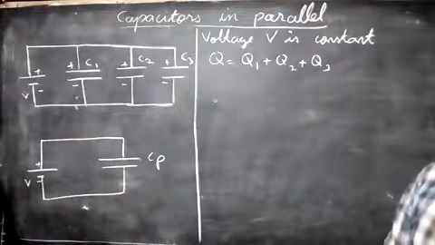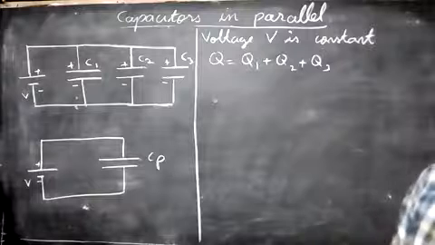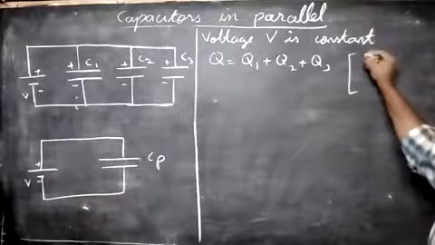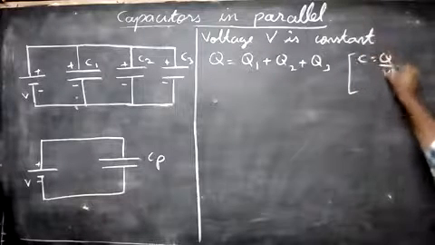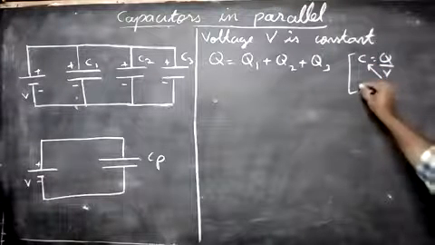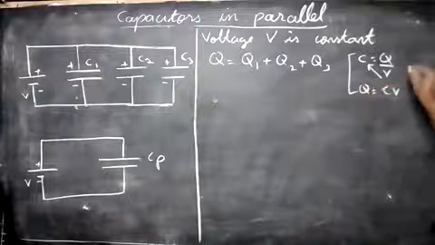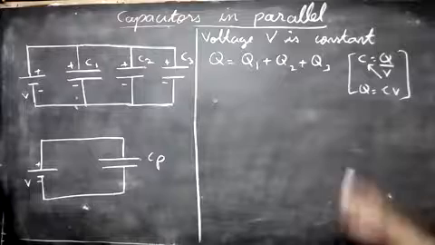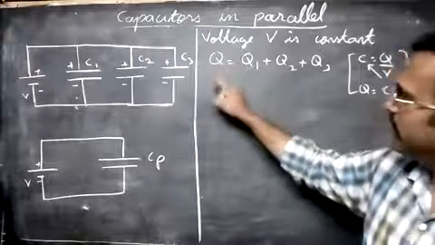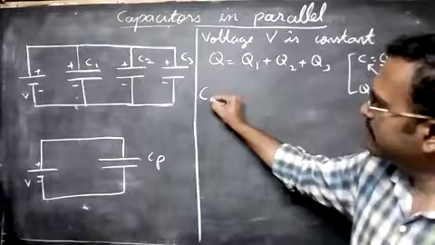Now we must get the formula for charge. We know the formula for capacitance, that is C is equal to Q by V. Cross multiply, moving V upwards, and rearrange. So we get Q is equal to C into V. Now I'll use this here. Instead of writing the first one, we can write Cp into V.